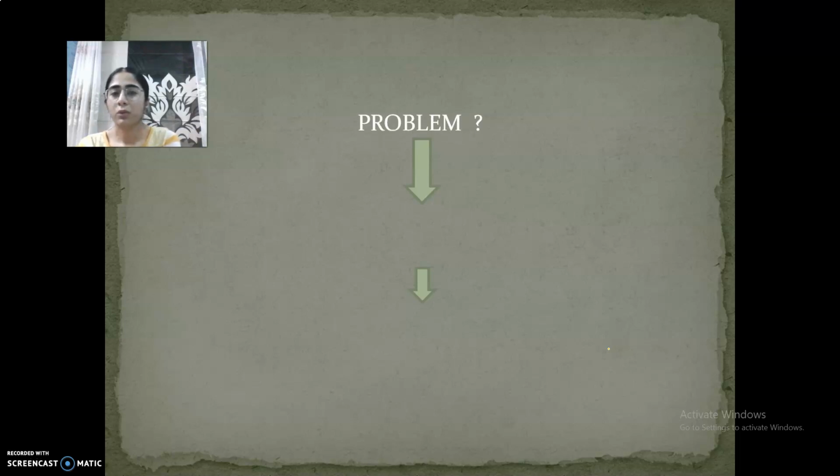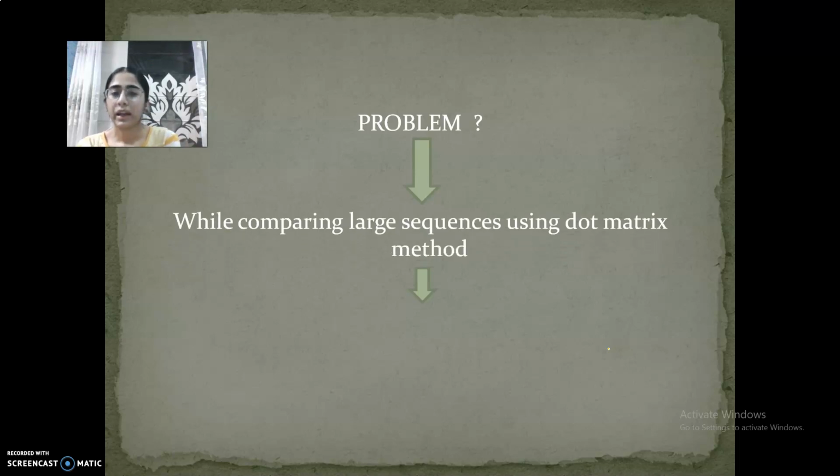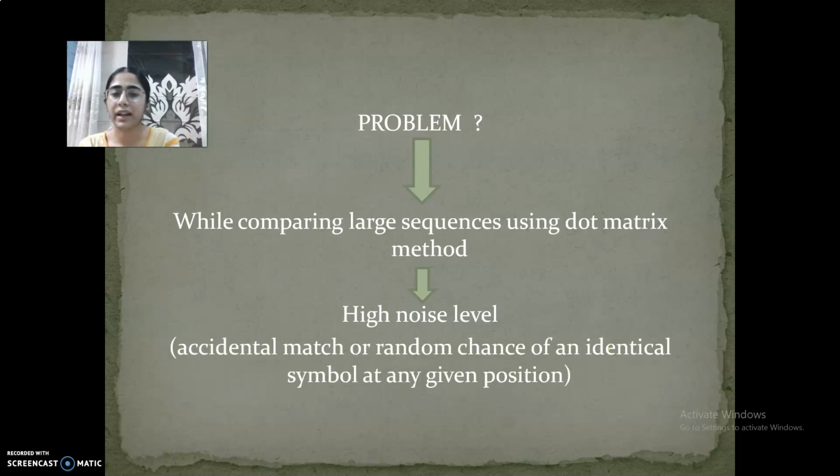Now, there is a problem using dot plot matrix. What is that problem? While comparing large sequences using the dot matrix method, there is a high noise level. What do you mean by noise? Noise is an accidental match or random chance of an identical symbol at any given position. So, in layman's language, noise is nothing but a large number of dots that are produced in the graph so that there is no signal that can be interpreted from the graph.